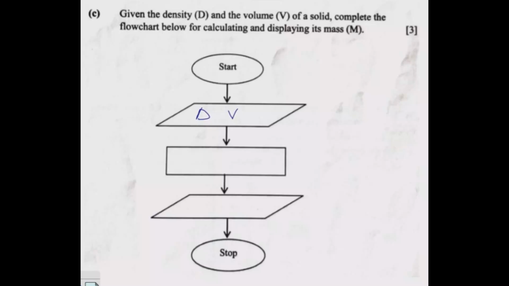The formula for calculating mass when you are given density and volume is mass is equal to density times volume. Now when you enter the formula and you press enter, it's going to give you the actual mass of the object. So basically this is how you complete the flowchart in an exam, just like this.